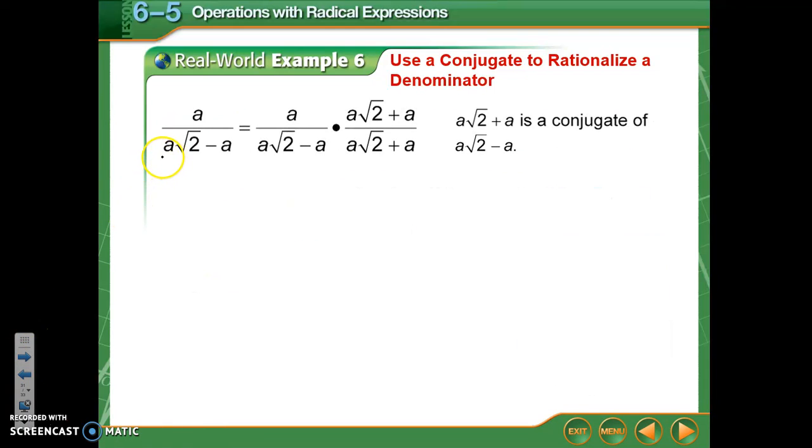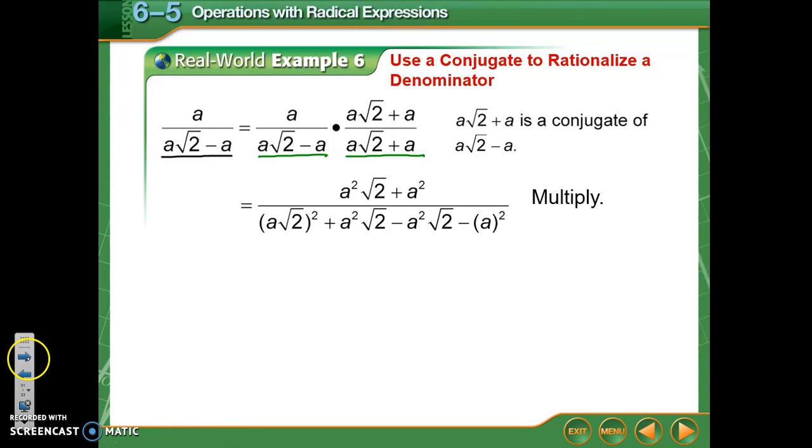So remember that when my denominator has a radical, but it's a binomial, I have to multiply by the conjugate, right? So my original one is a square root of 2 minus a. My conjugate is a square root of 2 plus a. I only change the sign in the middle. So I have to multiply numerator and denominator by that. I multiply, which they show you here. So I have to FOIL the denominator, distribute in the numerator.